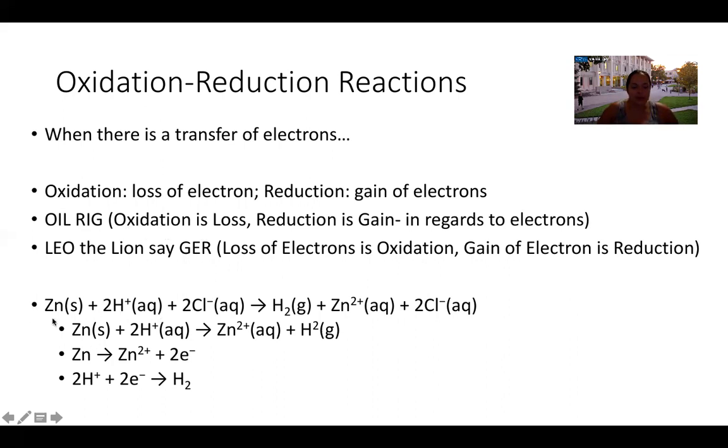So something like this equation here, we want to see what's happening on the left side of the arrow and the right side of the arrow. Okay, so I can see I have the zinc solid. There's no charge on it. It's 0, and if there's no charge, that means the number of protons and the number of electrons are equal.